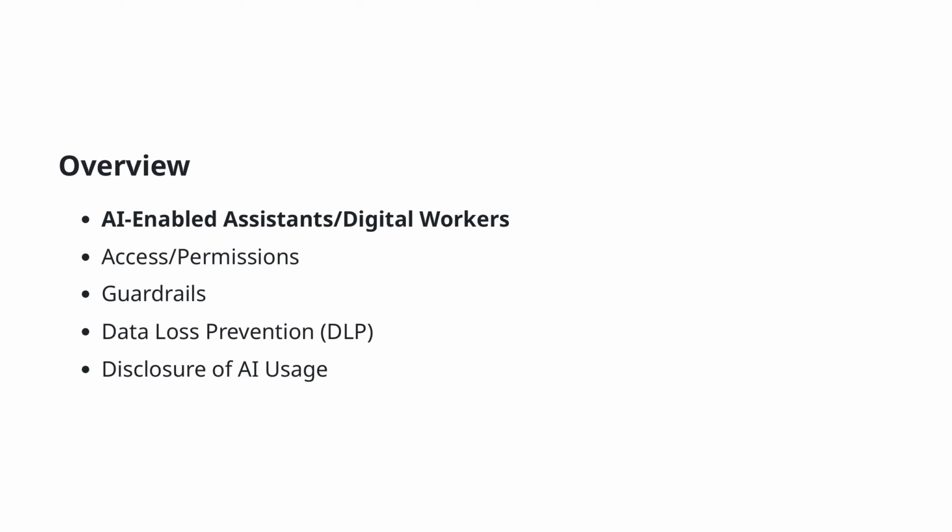and unauthorized access. Finally, it's essential to disclose the usage of AI within your organization. Being transparent about where and how AI is being utilized can help build trust with stakeholders and ensure compliance with relevant regulations. Let's now dive deeper into each of these aspects, starting with access and permissions.